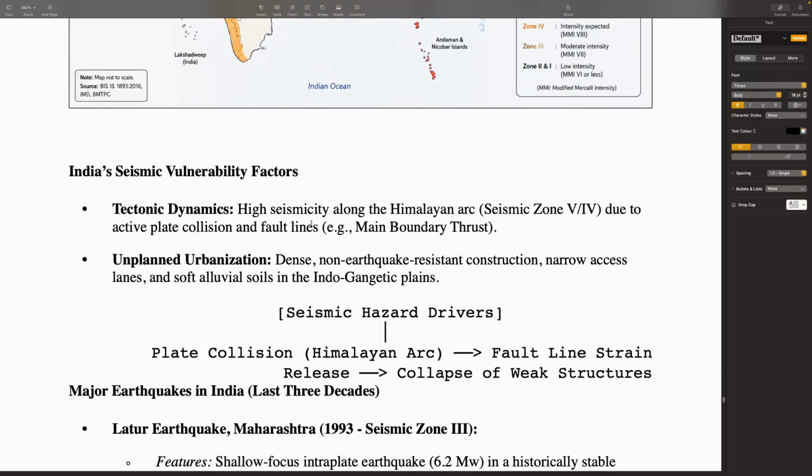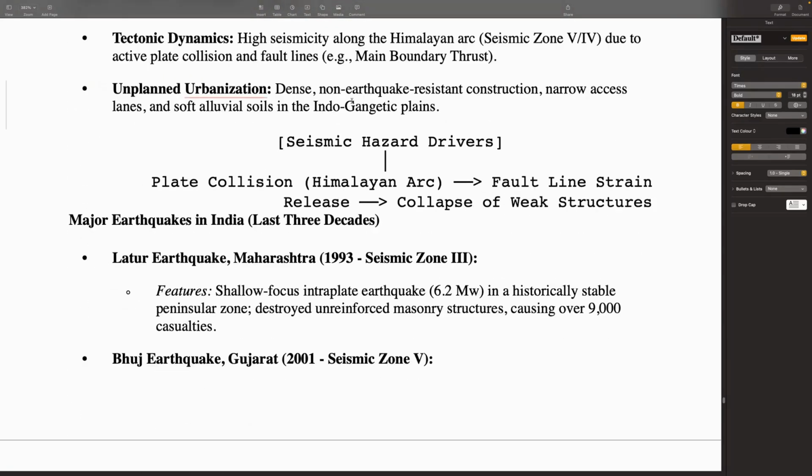So, India's seismic vulnerability factors. Tectonic dynamics: high seismicity along the Himalayan arc, seismic zones 5 and 4, due to active plate collision and fault lines, the Main Boundary Thrust. Unplanned urbanization: dense north non-earthquake resistant construction, narrow access lanes, and soft alluvial soils in the Indo-Gangetic plains. Seismic hazard drivers: plate collision, Himalayan arc, fault line, strain, release, collapse of weak structures.